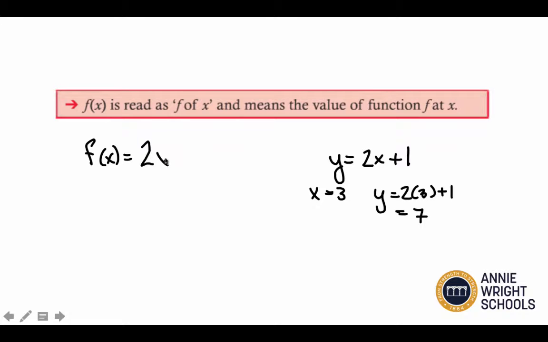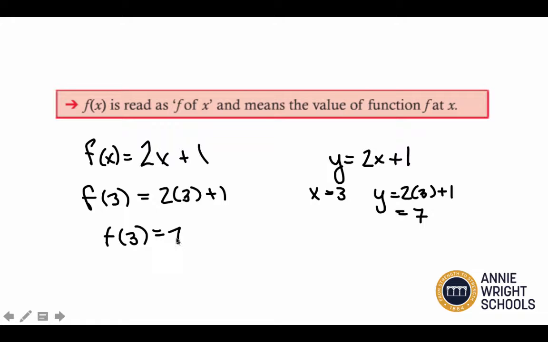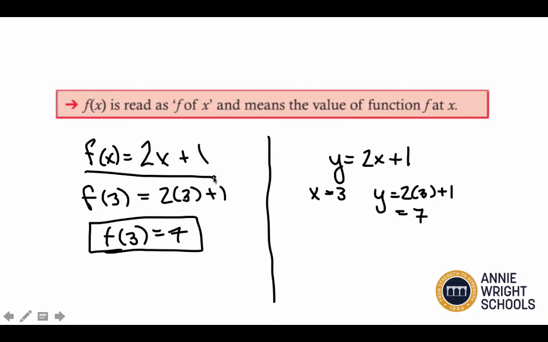What's great about using function notation is now I can say, well, if f of x is 2x plus 1, f of 3 is equal to 2 times 3 plus 1, and f of 3 is equal to 7. I have the exact same information over here as I do over here, but I think this is more efficient. I can see the x and y coordinate in one nice simple equation. f of 3 equals 7. When the x coordinate is 3, the y coordinate is 7 for this function.